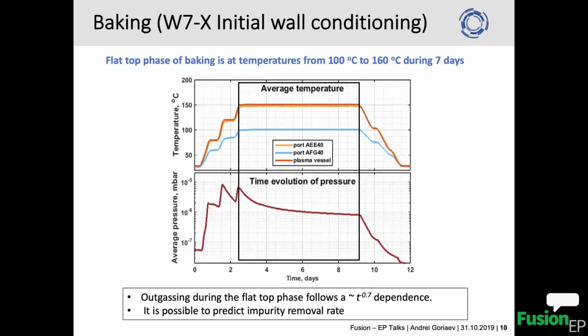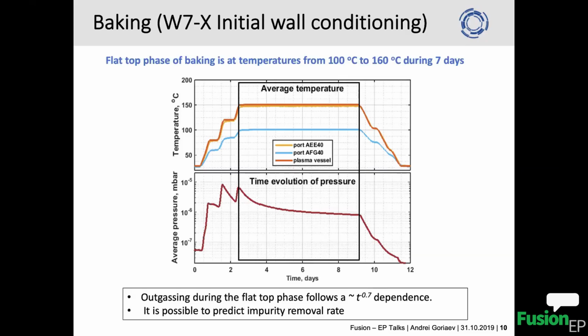If we go a little bit deeper into the details of baking, as I said, it was done in 11 days, but the flat top phase of baking lasted 7 days. You can see it in the pictures. There are different temperatures for different components. If we look at the vacuum vessel temperature, the average was 150 degrees.